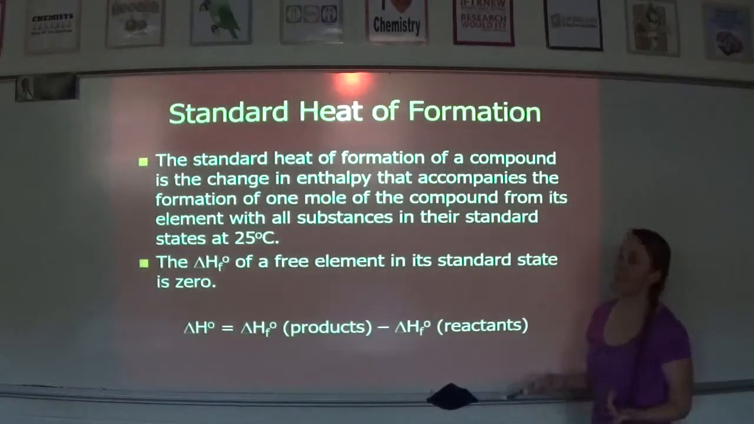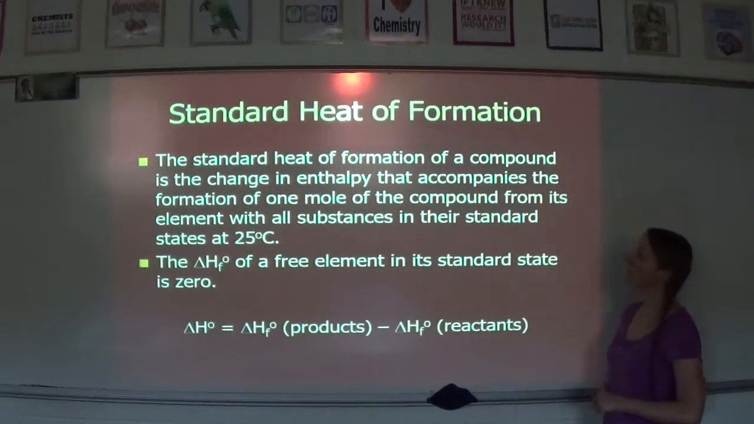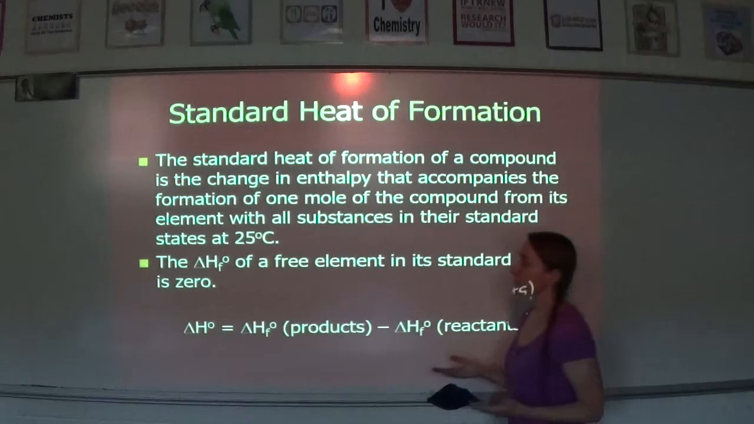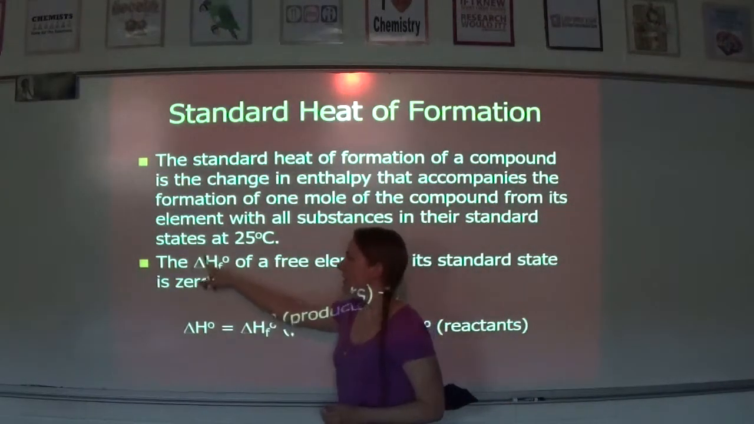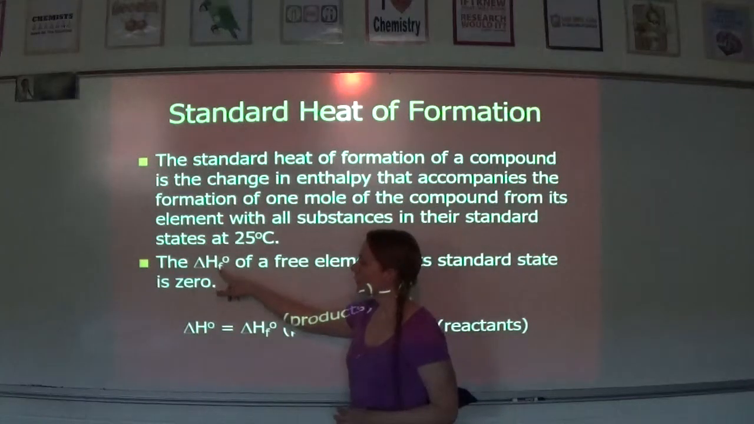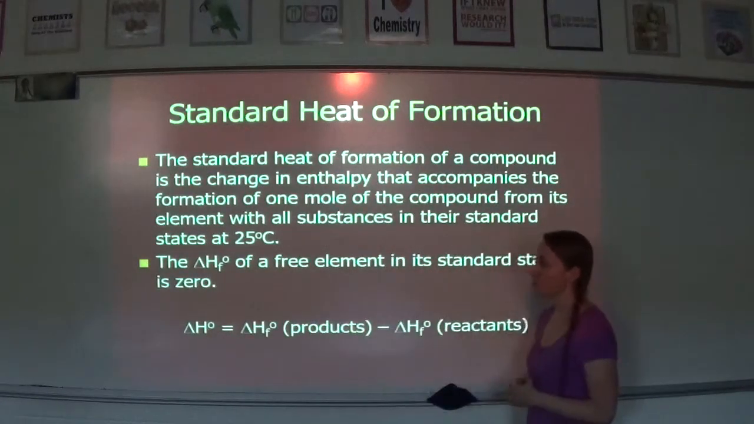Alright, so the next type is standard heat of formation. So the standard heat of formation of a compound is the change in enthalpy that accompanies the formation of 1 mole of the compound from its elements with all substances in their standard states at 25 degrees Celsius. So what it's going to look like is delta H with a little sub F and a little degree sign. So delta H is, of course, change in enthalpy. The little F means formation, and the little degree sign means we're at standard state at 25 degrees Celsius.